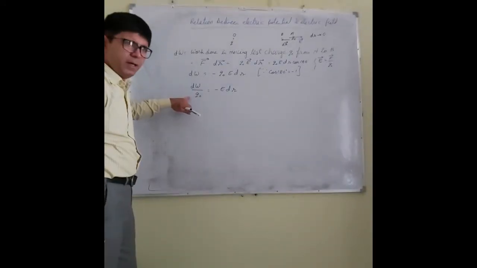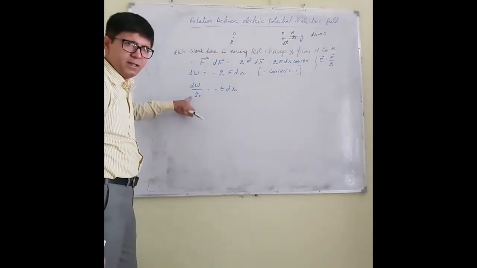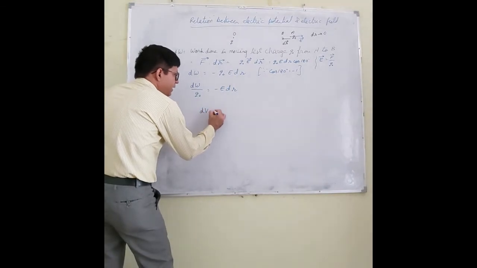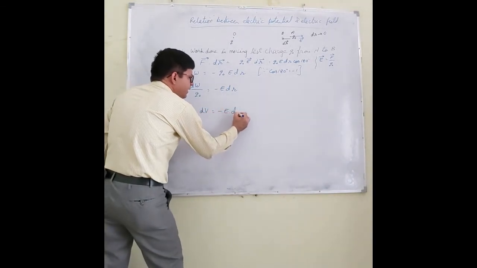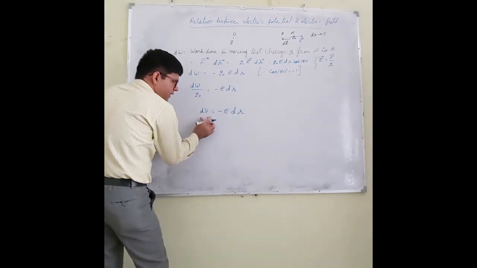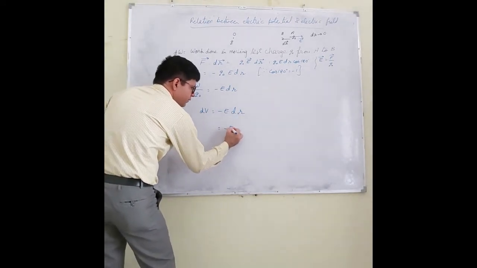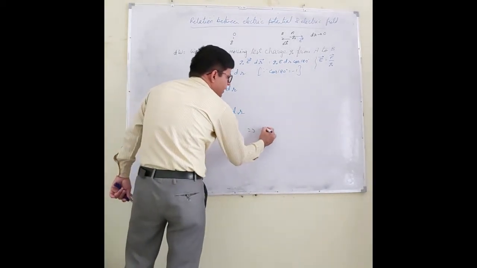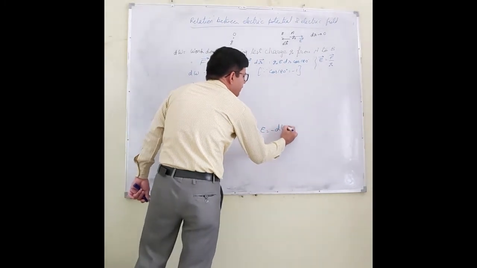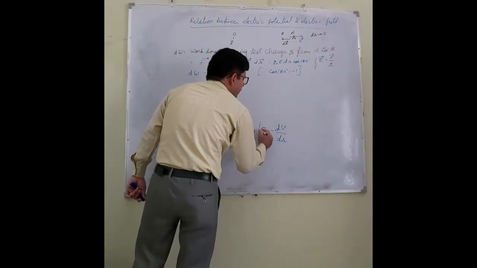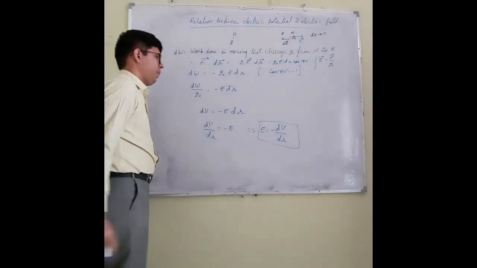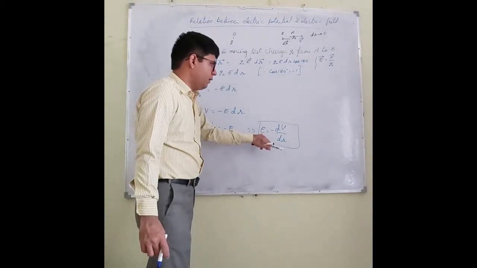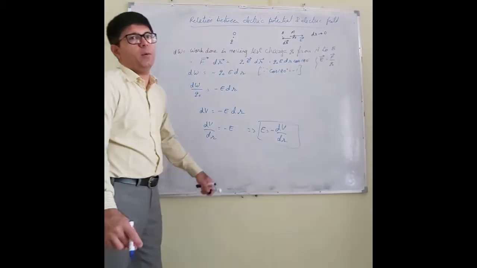And what is dW by Q naught? Work per unit charge. It is equal to electric potential. So I can write dV equals minus E dr. Now this dr can be brought there. So minus E equals dV by dr, or I can write E equals minus dV upon dr. So this is the relationship between electric field and the electric potential.